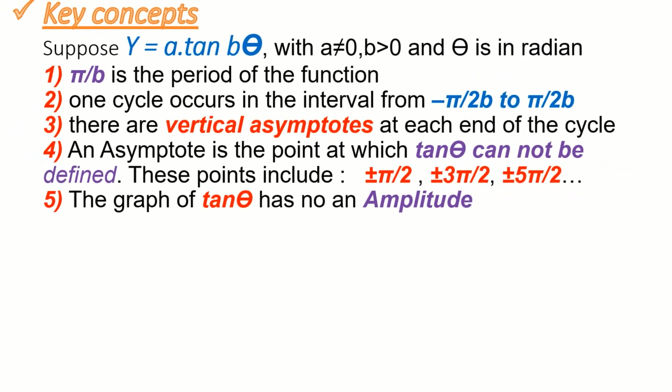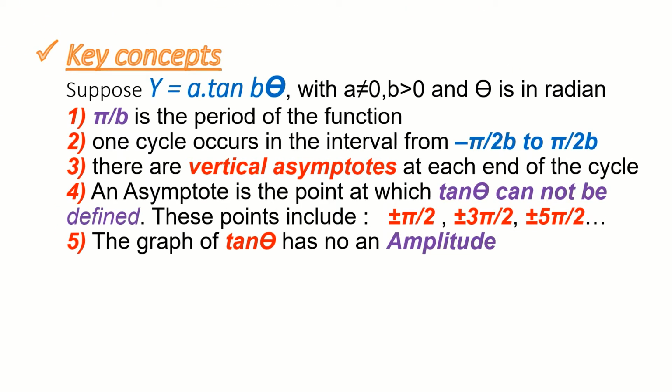Now let us see some key concepts of the lesson. Suppose y equals a times tan b theta, with a different from 0, b greater than 0, and theta in radians. Number 1, pi over b is the period of the function. Unlike the sine and cosine functions, whose period is 2 pi over b, the period for the tan function is pi over b. One cycle occurs in the interval from negative pi over 2b to pi over 2b.